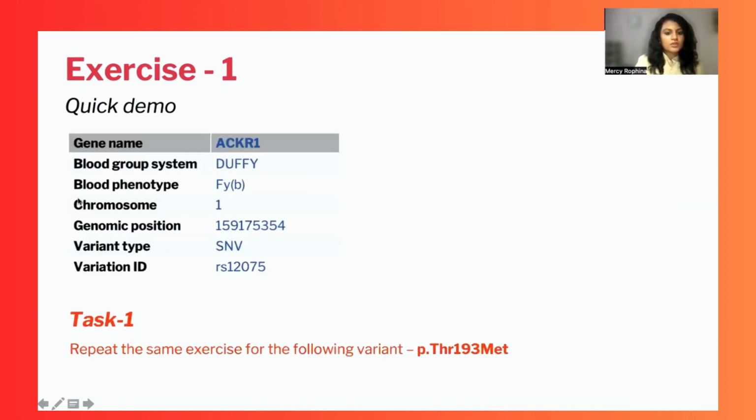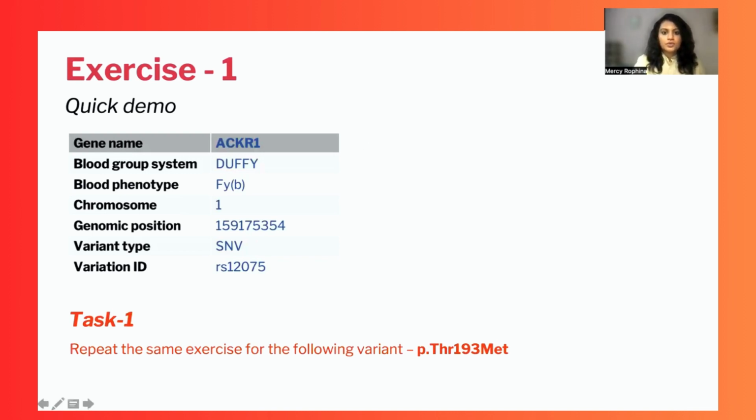So when we do that exercise, the solution is: the gene name is ACKR1, the blood group system is Duffy, the blood phenotype is FYB phenotype. The gene maps back to chromosome 1 at this particular genomic position. It is a single nucleotide variation, and this is the variation ID of that particular variant. So this is a very quick and simple exercise.